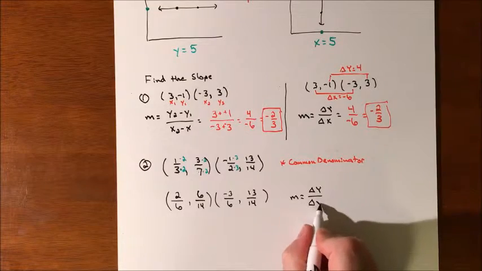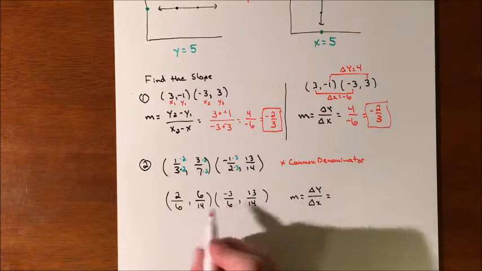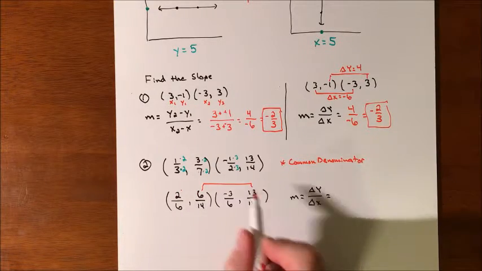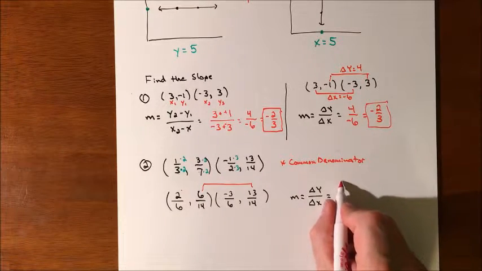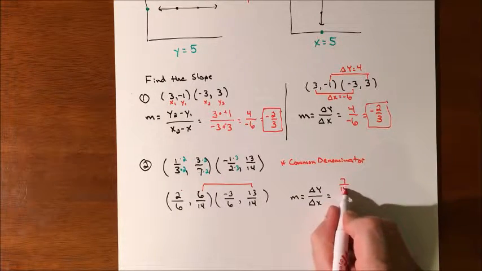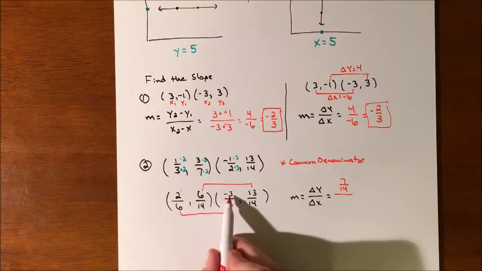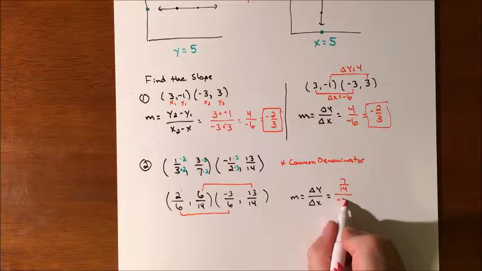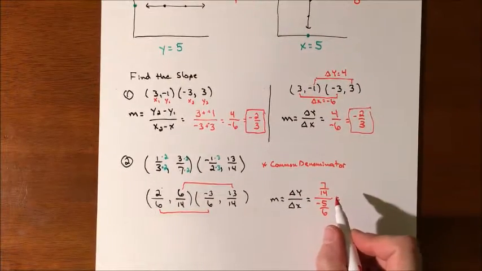Changing my y's, changing my x's, and let's see what we got. So we went from a 2/6 to a negative 3/6, and that is going to, sorry, y values. We went from a 6/14 to a 13/14, so the change in my y values were up 7/14, and then my x values, I went from a 2 to a negative 3, so that's going to be down 5. So down 5/6. So not a nice answer, so I need to manipulate it a little bit.